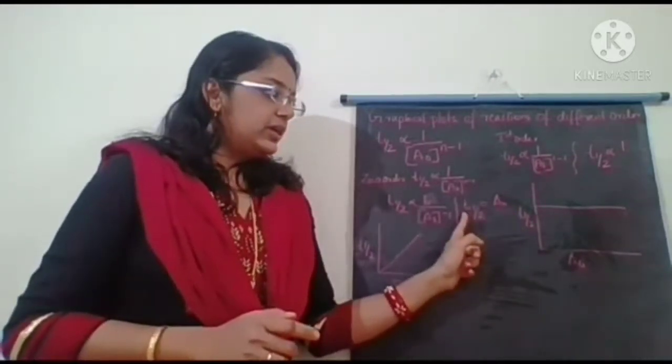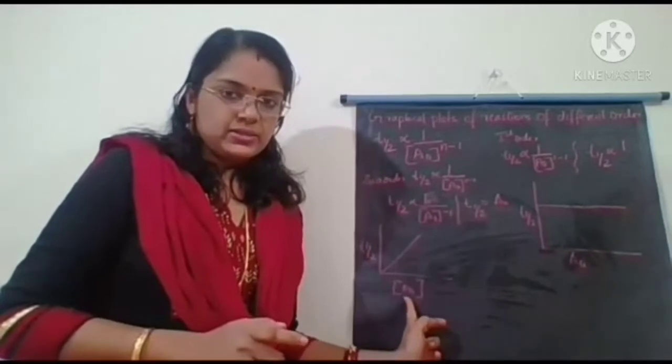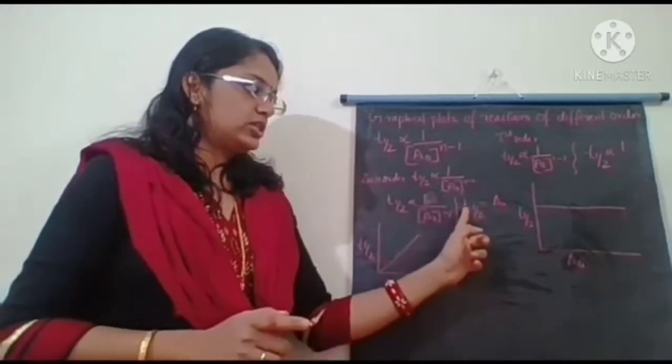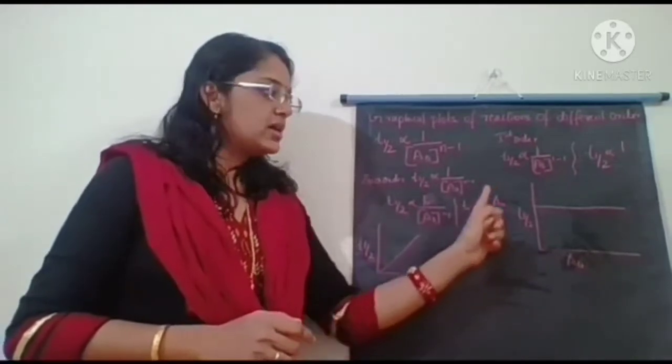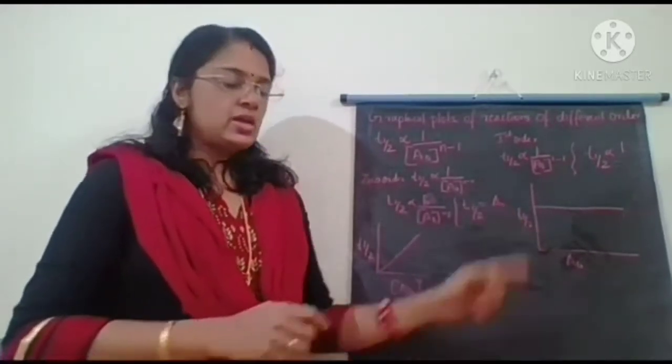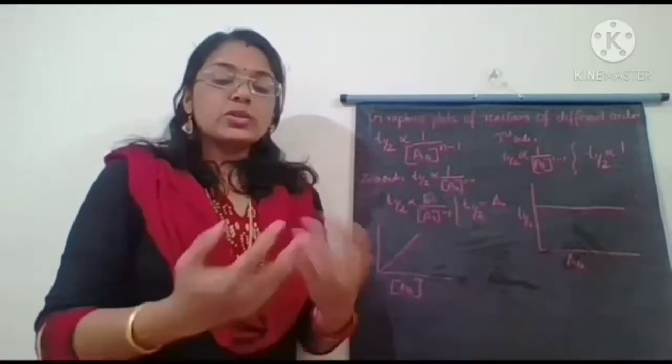So when we plot a graph between T-half on the y-axis and A0 on the x-axis, for zero order kinetics, it will be directly proportional. That is, when T-half increases, definitely the initial concentration of the reactant also increases. So we will get a straight line with a positive slope.